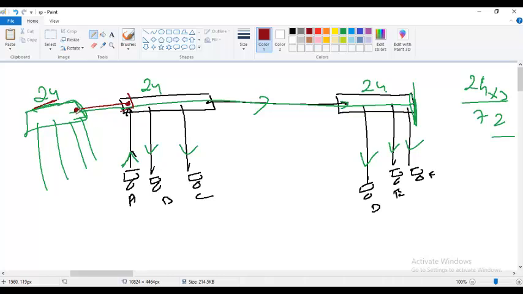So this will be counted like this: 24 plus 23, because this has been shared. 23. Again, here also another minus 1. That is it. So this is going to be 70 here. Yeah? 70. Right.